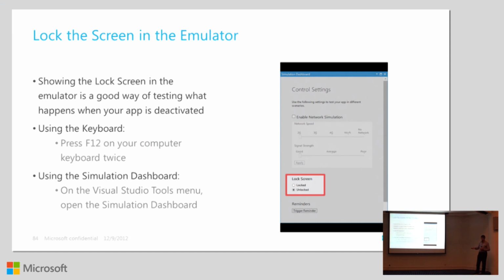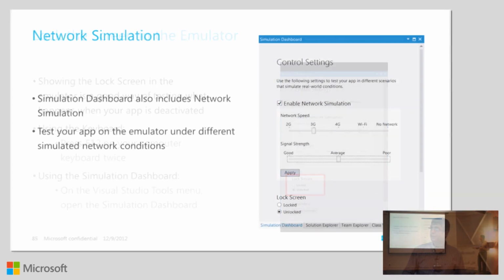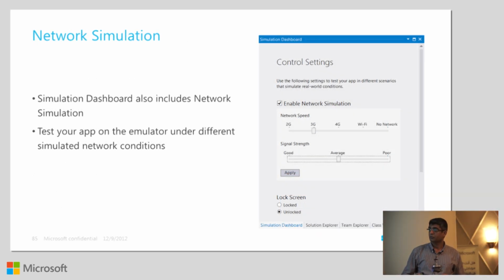As I mentioned, we have the emulator, the simulation dashboard that can emulate the lock and unlock of the lock screen. It also gives you a network simulation, so you can check your network speed, whether you're on 2G, 3G, Wi-Fi, or you don't have network capabilities.